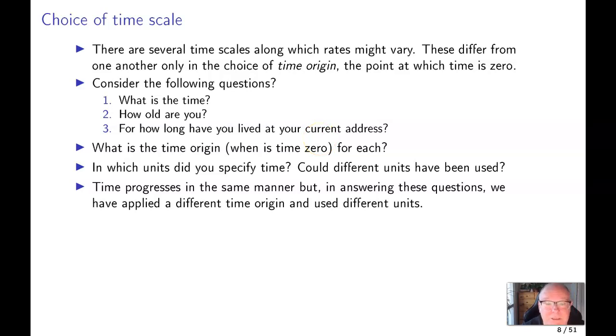So we could do a survival analysis for how long do people live in their dwelling. We would follow them up from the time they moved in until the time they left, which would be the event. So time always progresses in the same manner, but by choosing a different definition of the time origin, we can change the time scale.